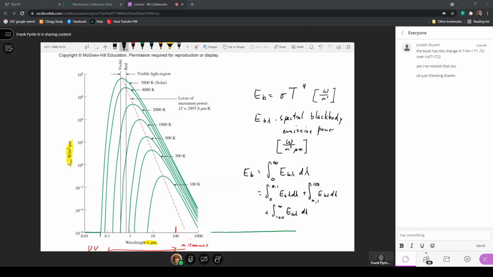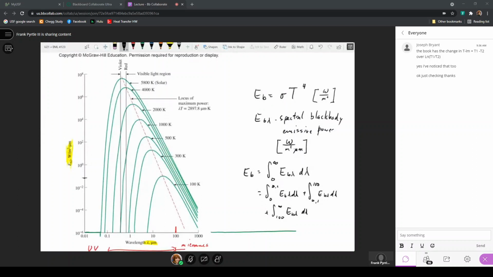Also notice what's happening to the value of the peak emission. Here at 100 Kelvin, the peak emission is, let's see, this is 0.01, and this is 1, so this is like 0.4 here. The peak emission is just 0.4 watts per meter squared micron. But as we increase the temperature, the peak value continues to increase.